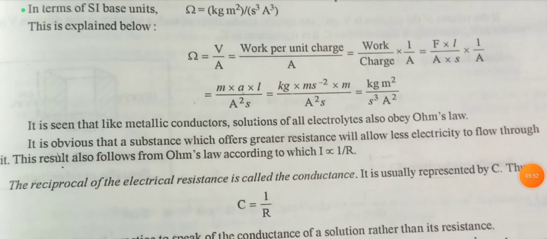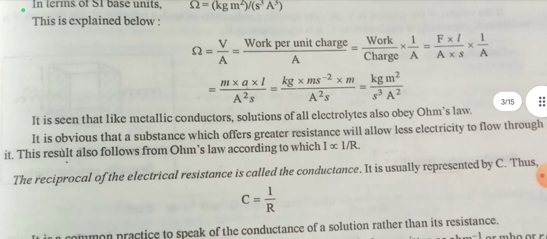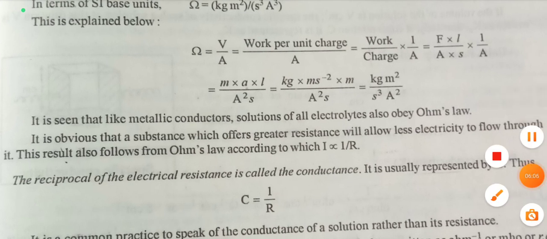It is seen that, like metallic conductors, solutions of all electrolytes also obey Ohm's law. It is obvious that a substance which offers greater resistance will allow less electricity to flow. This result also follows from Ohm's law, according to which I is directly proportional to 1 by R.